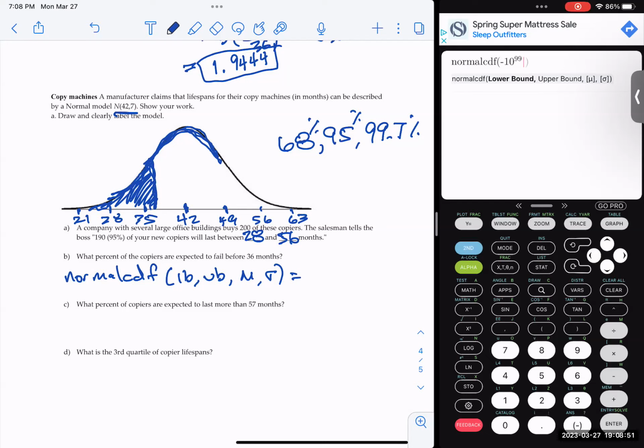And so then I say my upper bound for this one is what number? Yes, 36. Very good. And the picture shows that very nicely, right? And then the mean is 42. And then the standard deviation we said was 7. That's how I would find the area to the left anytime. And so I hit enter and I get that value.